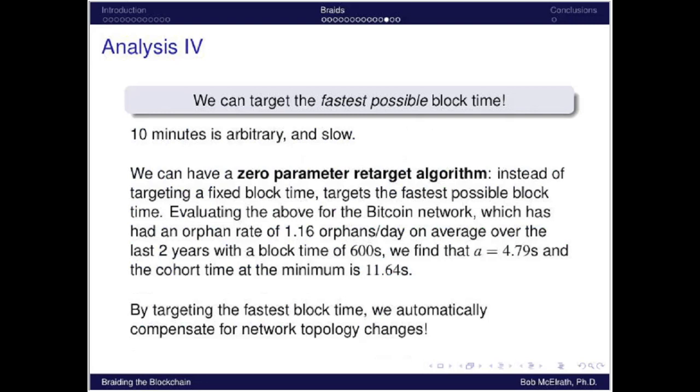So I can take the parameters here, looking at Bitcoin, and I can evaluate these quantities using Bitcoin. Over the last 2 years, Bitcoin has had an average orphan rate of 1.16 orphans per day at its target block time of 600 seconds. Using that, I find that this parameter A is about 4.79 seconds, and the cohort time, the minimum, is about 11.6 seconds. So if we were to target this block time, we would automatically compensate for network topology changes.